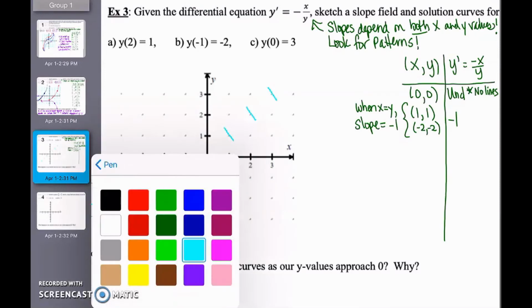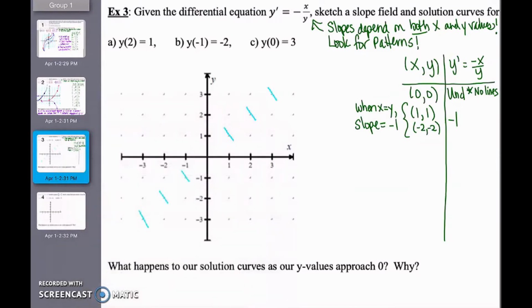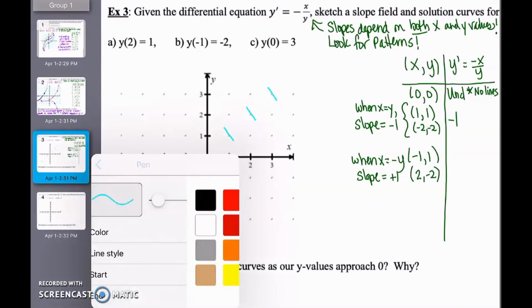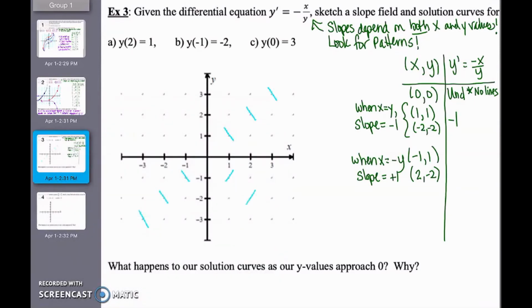Well, now you might be a little bit curious, what if x is the opposite of y, right? Well, what does that make? Well, let's take a look. What if I've got (-1, 1), or I've got (2, -2)? So basically what happens when x is the opposite of y? Well, my slope ends up being +1 in that case. So I go back to my slope field and I'm going to sketch those slopes in. That's going to be this diagonal line right here through my slope field. Okay, so this is looking kind of interesting so far.